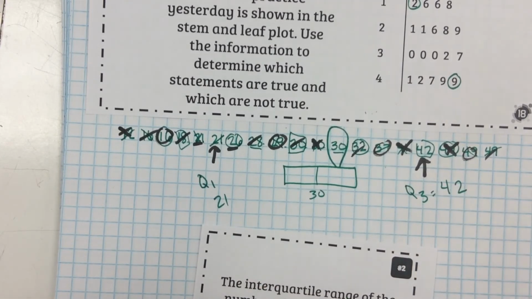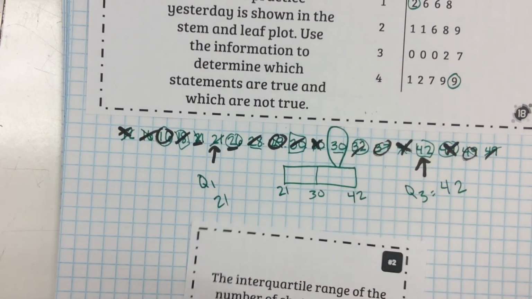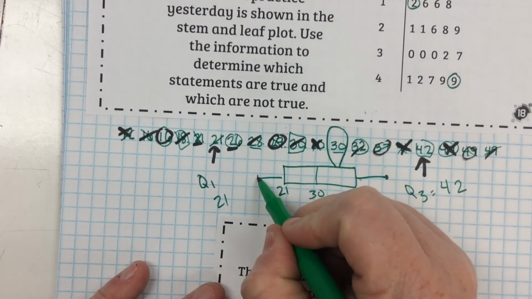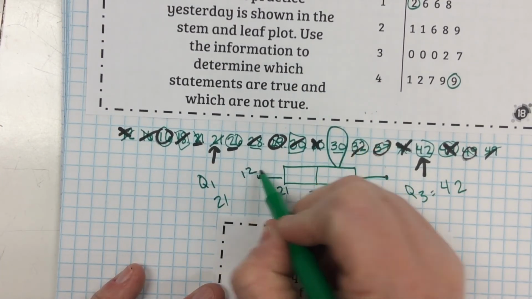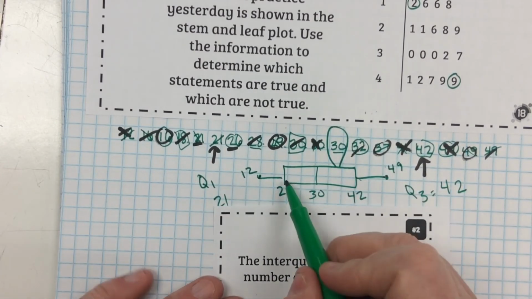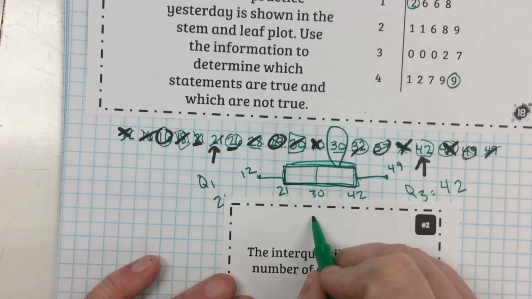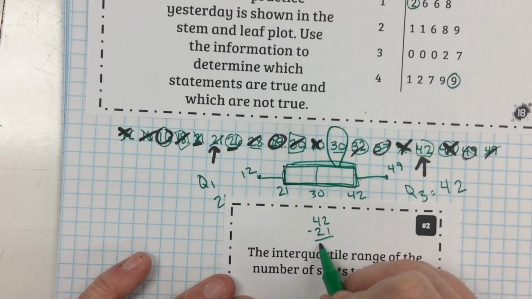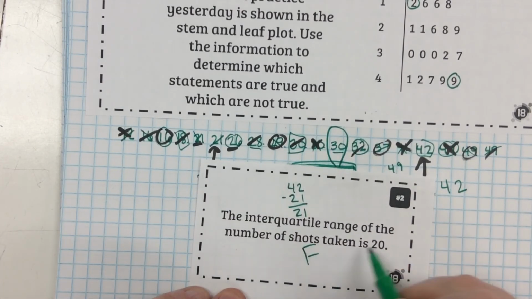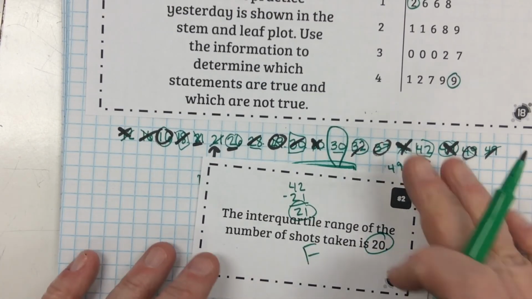So what I do to find my interquartile range, this would be at a 42 and this would be at a 21. My interquartile range is subtracting them. If I'm building a box plot here, the smallest number was a 12 and then a 49. But all I want to know, my interquartile range just tells me how far apart these ends are on this box. So it's 42 minus 21, and that is 21. So you know what? That is a false statement because this says 20. Okay? So that is false.